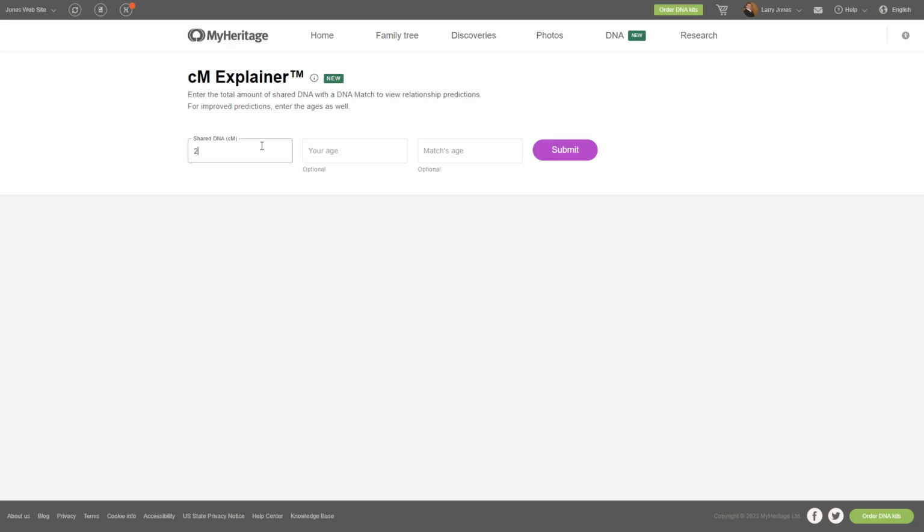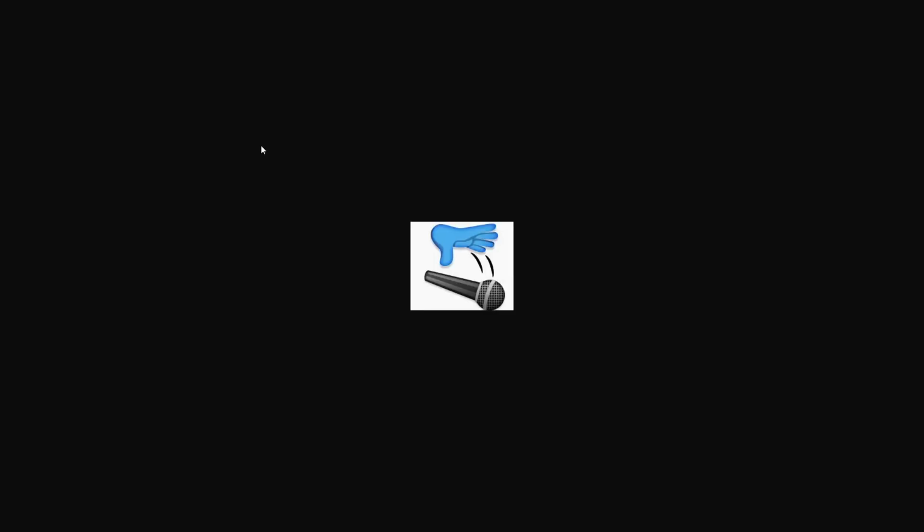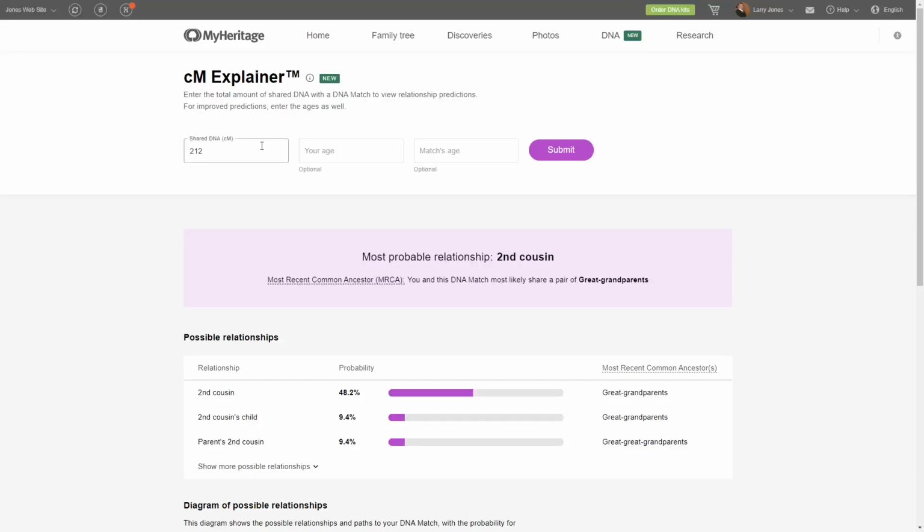So get ready. We're going to enter 212, and we press enter, and it says, okay, your most probable relationship is second cousin. Mic drop. Most probable relationship is second cousin. No tool does that. No tool. Not even the CM solver says this is most probable. Now, I have a chart, and comparatively, it shows you slopes and stuff like that. Nobody comes out and says, in a way that even the newest genealogists can understand, the most probable relationship is second cousin.